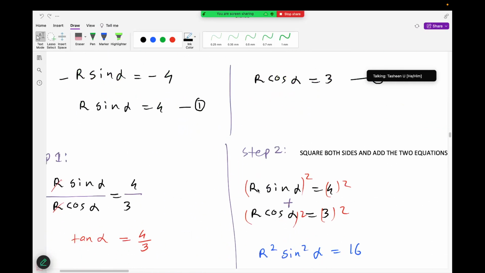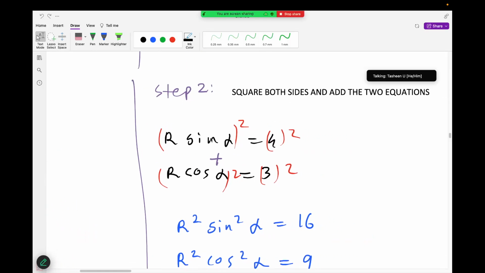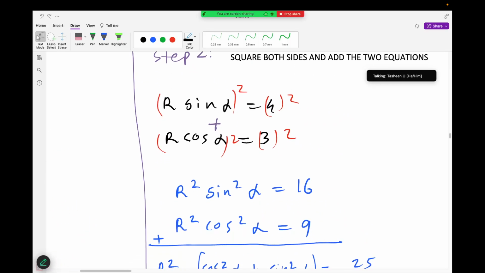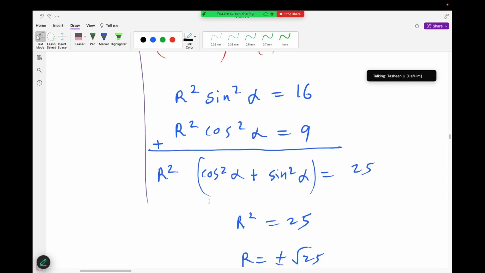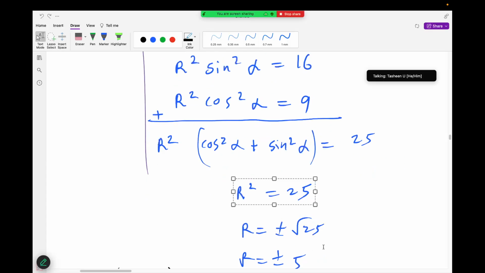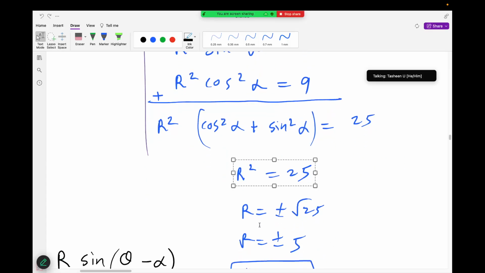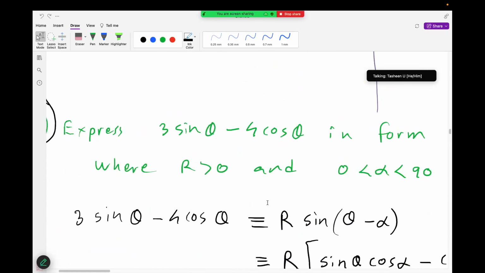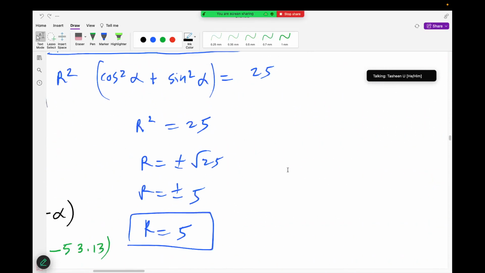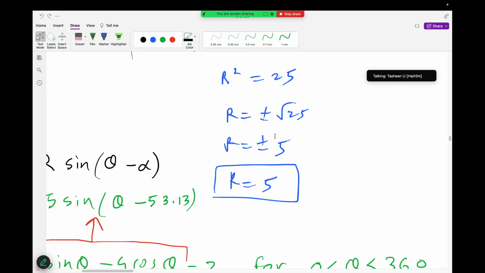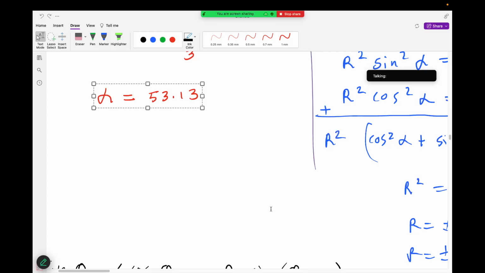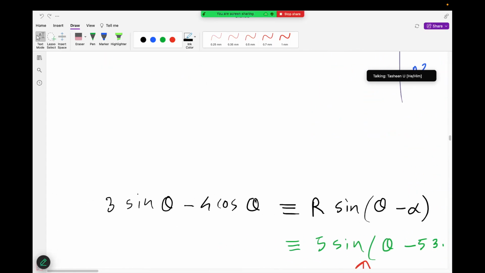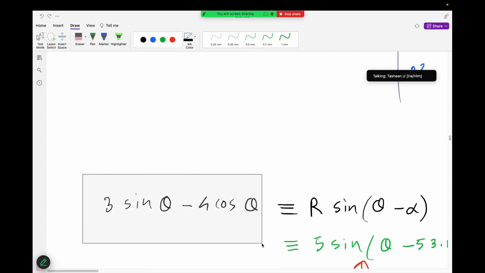If you square both sides, it becomes sine square and cos square alpha. When you add them, it becomes 1, and you get rid of the trigonometric terms using the identity, and r square equals 25, so r is plus or minus 5. Now because they have mentioned r is greater than 0, we only write r equals 5. We'll discard the negative one, and this is our alpha.